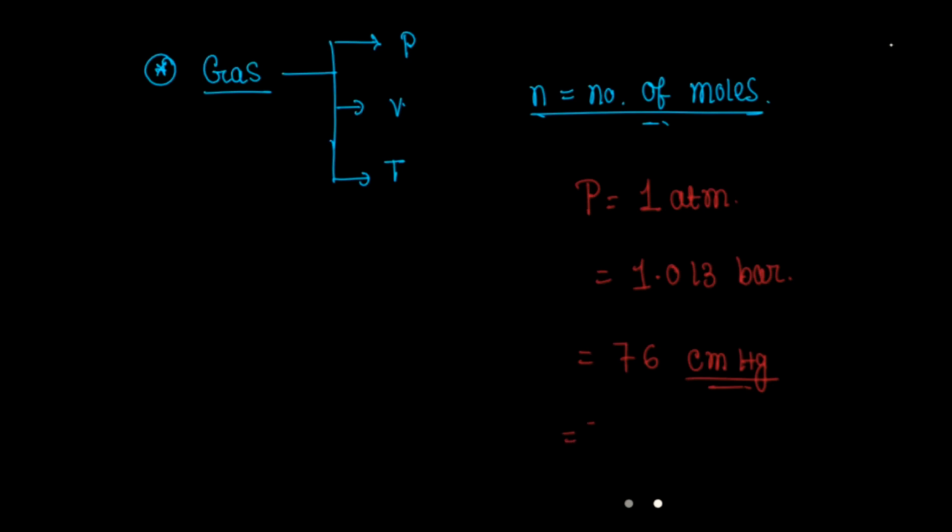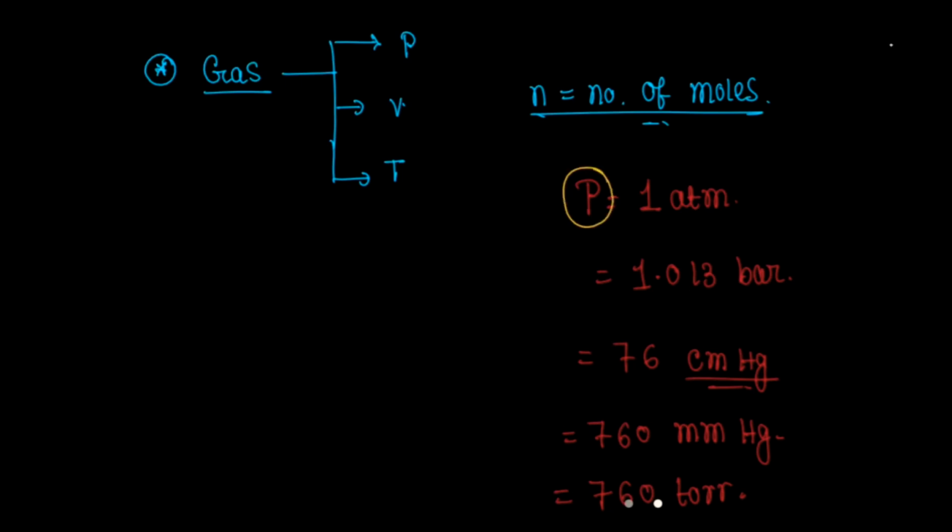Now I can also call it a 760 millimeter mercury column, all the same, and this can also be called 760 torr. So these many units you have to remember. Depending on the different types of questions, you have to convert them. These are the units of pressure. Now I guess you know what pressure is.